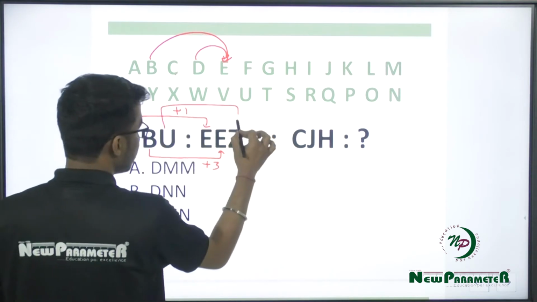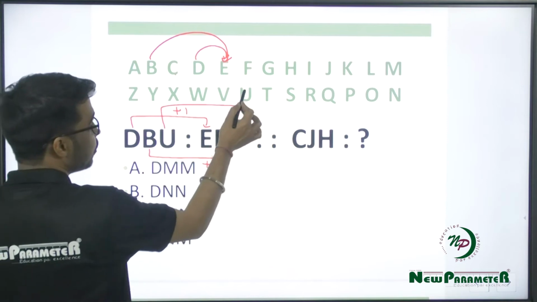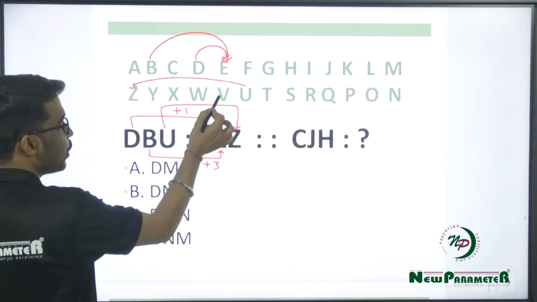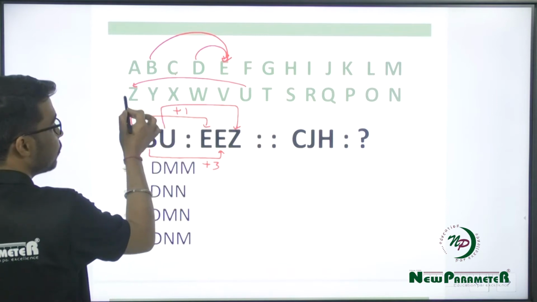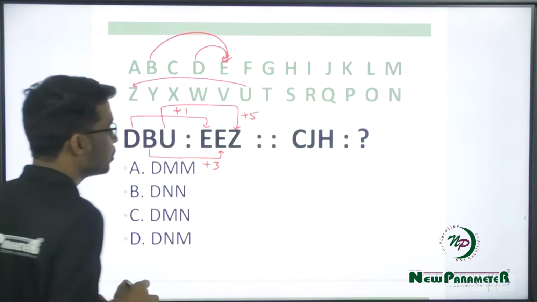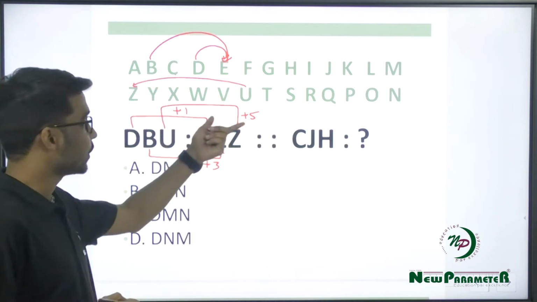Similarly, if U is related to Z, U is over here and Z is somewhere here. So what is the gap between U and Z? 1, 2, 3, 4, 5. So we are moving in clockwise direction. So when we add 5 letters to U, we will be getting Z. Now here the logic is plus 1, plus 3, plus 5.